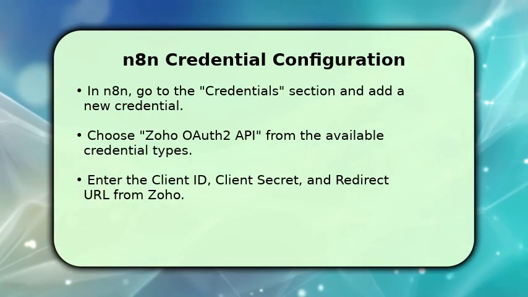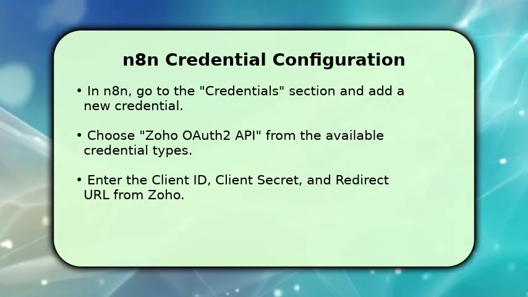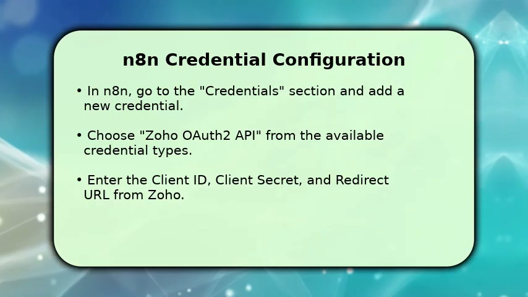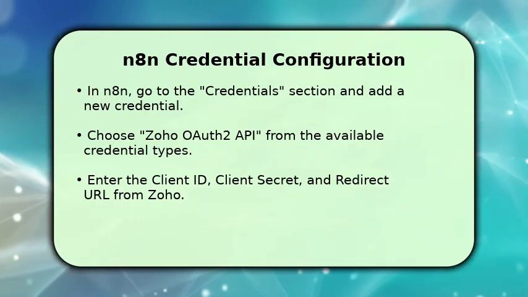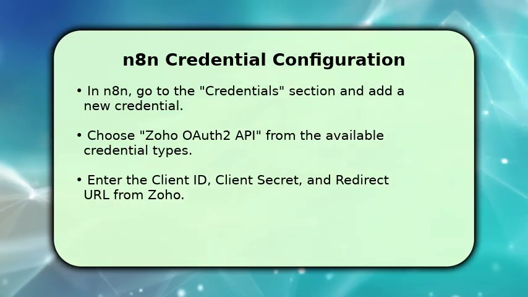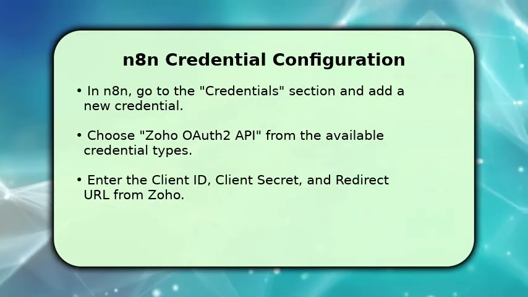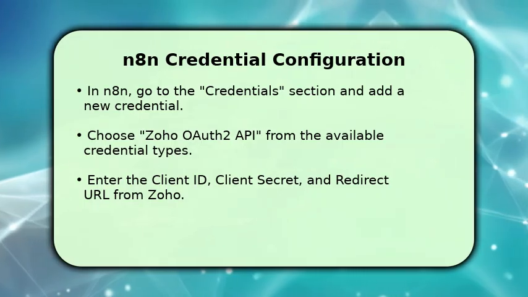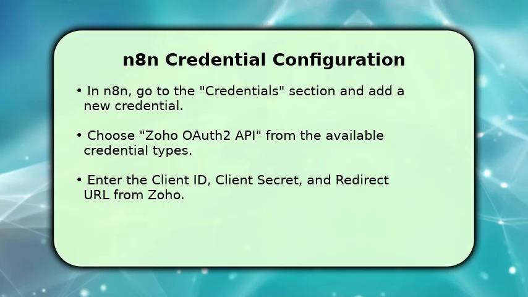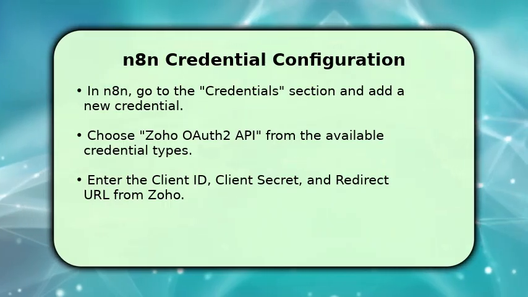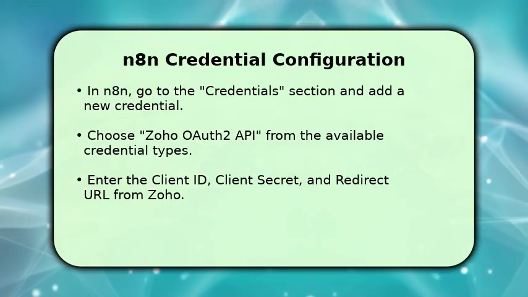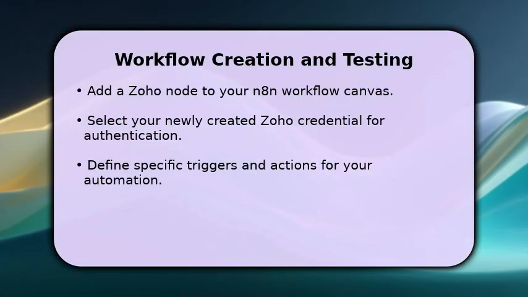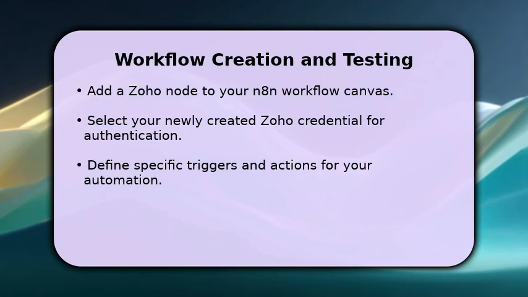Next, let's configure the credentials within n8n. Open your n8n dashboard, navigate to the Credentials section, and select New Credential. From the list, choose Zoho OAuth 2 API. You will then input the client ID and client secret you obtained from the Zoho API console, along with the redirect URL. Follow the prompts to securely connect your Zoho account, granting the necessary permissions for n8n to interact with your Zoho applications. With your credentials set up, you're ready to build your workflow.